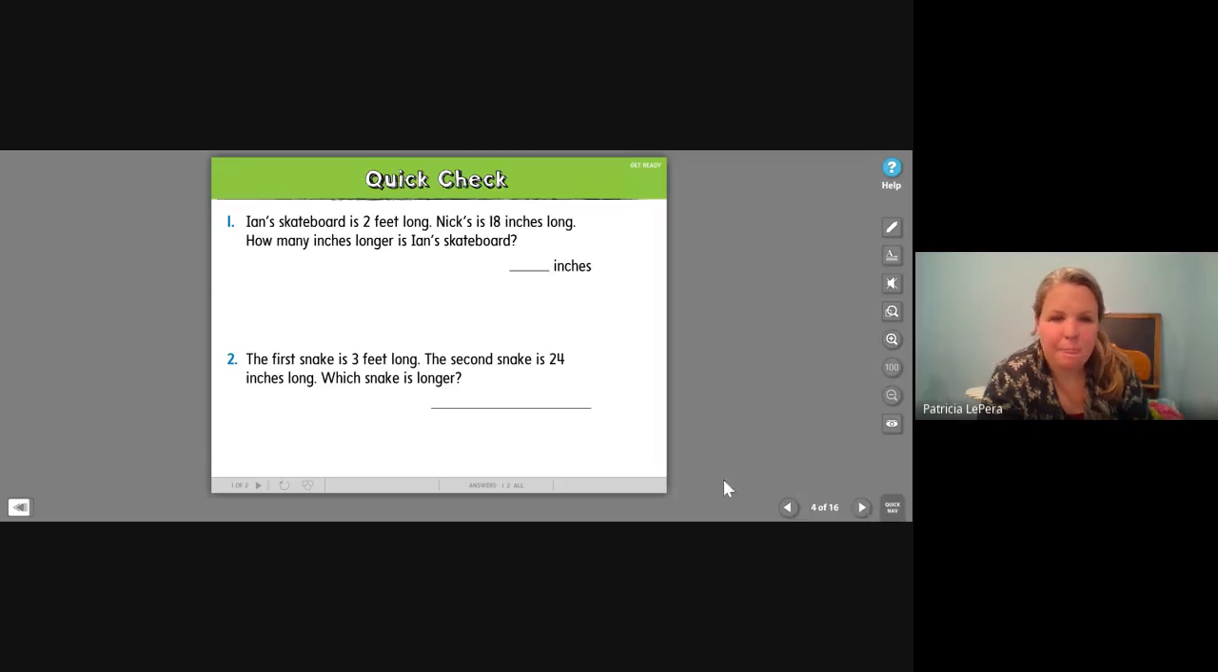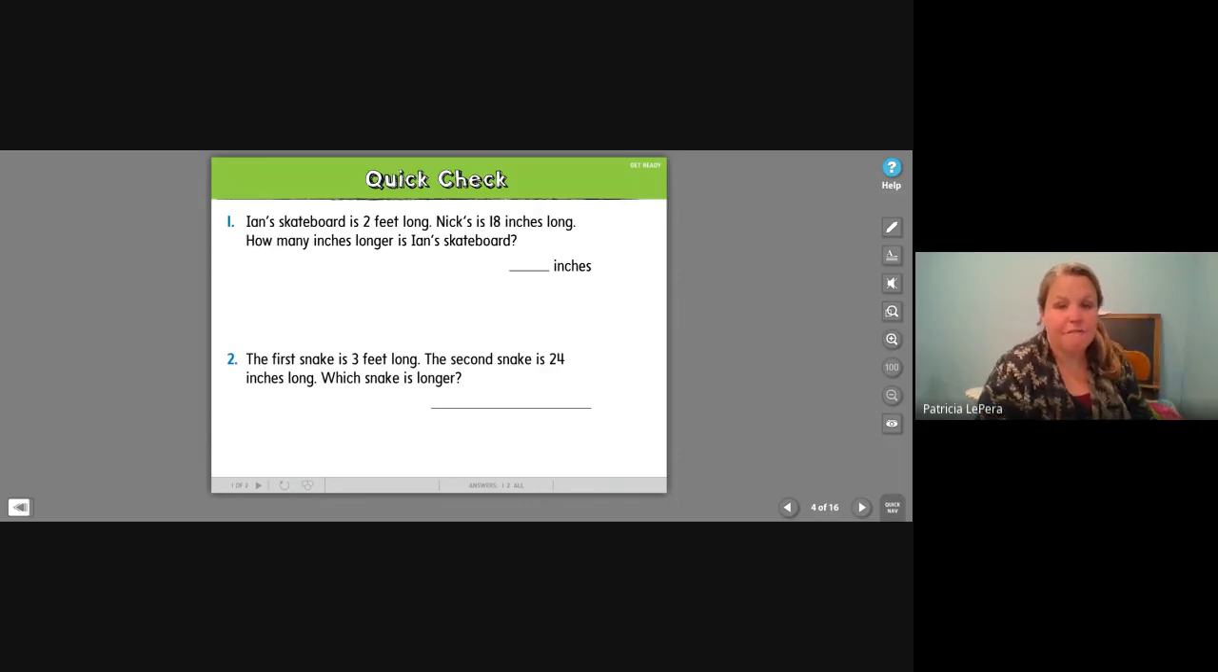All right, next. Ian's skateboard is 2 feet long. Nick's is 18 inches long. How many inches longer is Ian's skateboard? Okay, I wanted to stop here and solve these because this is going to be very, very similar to what we need to pay attention to today.